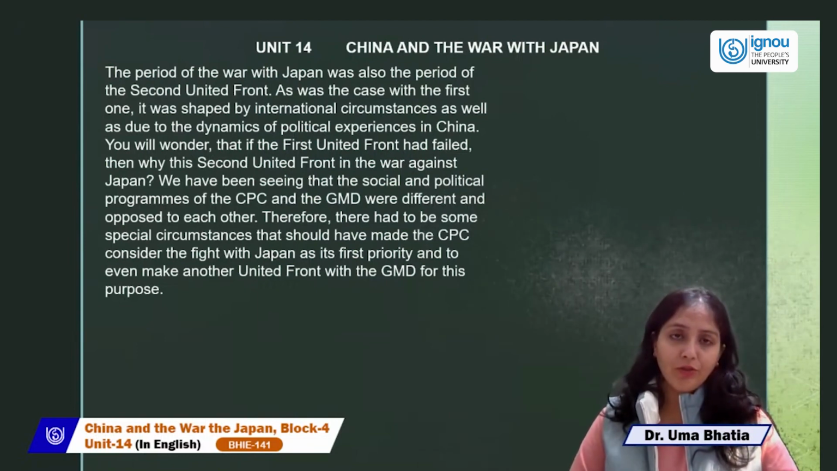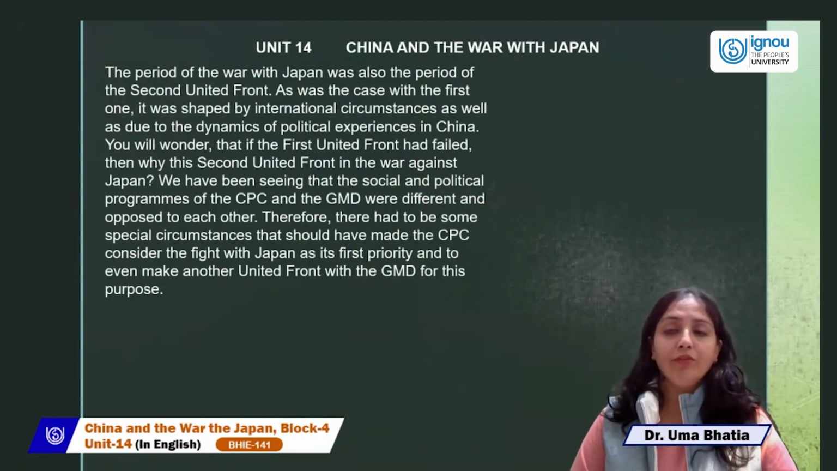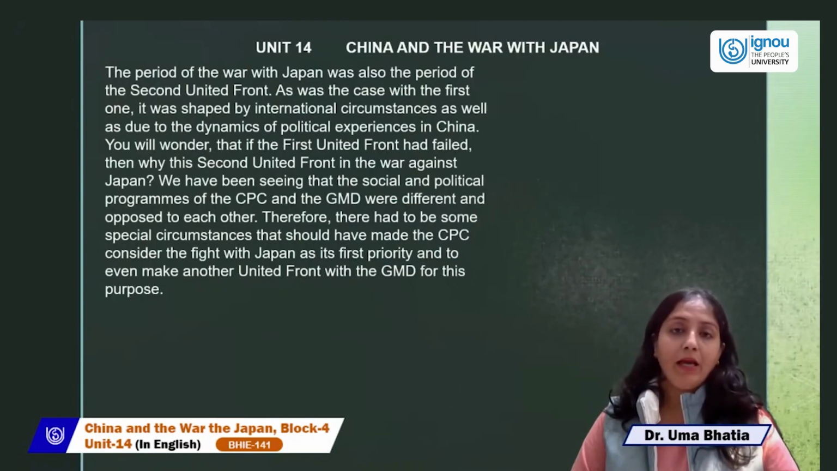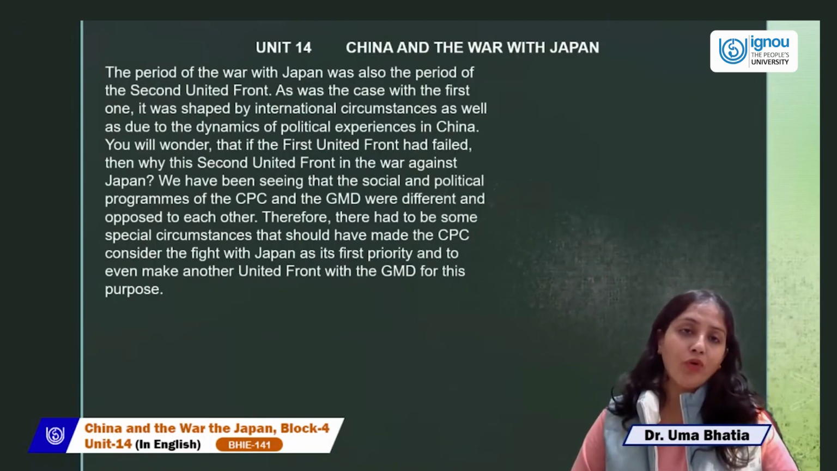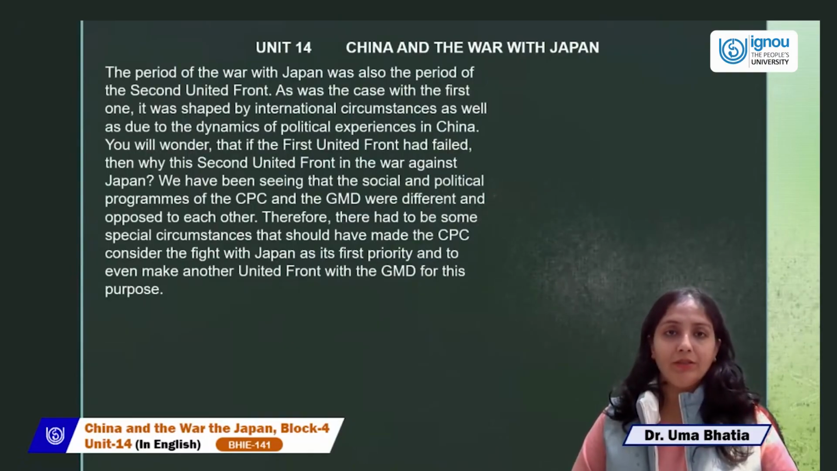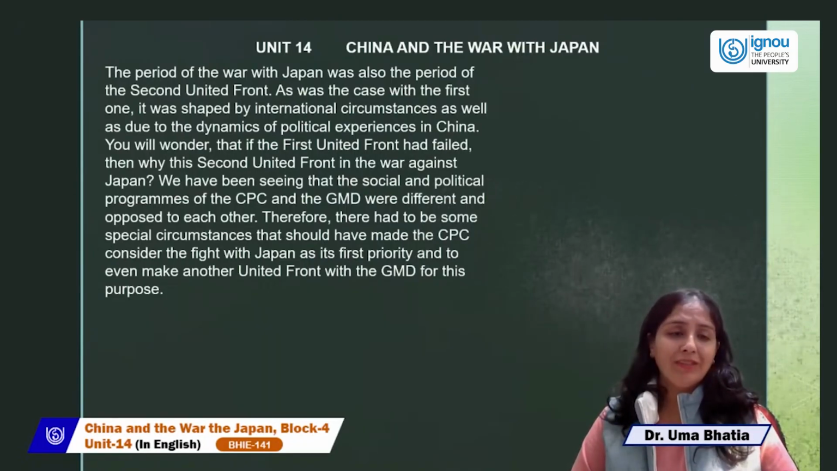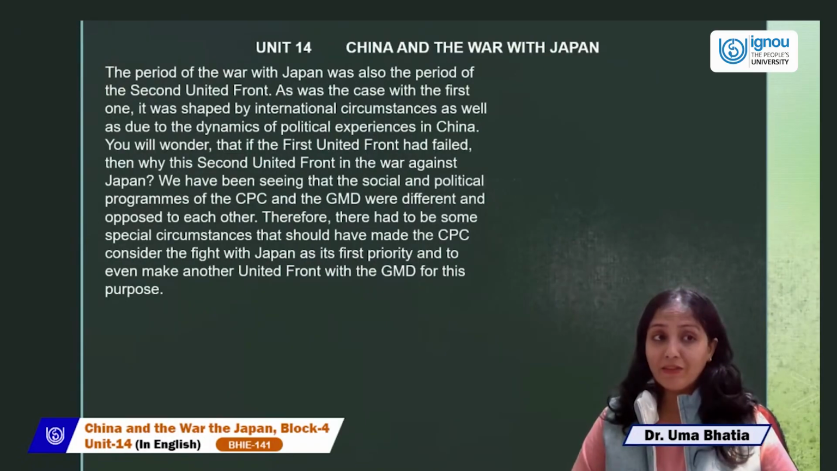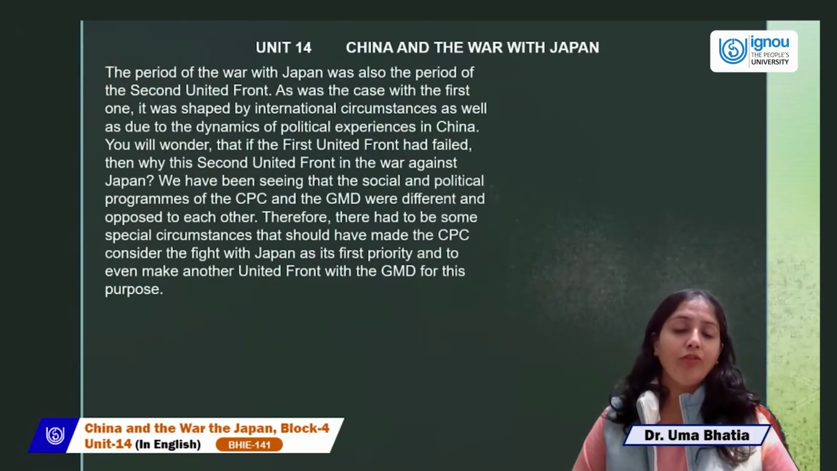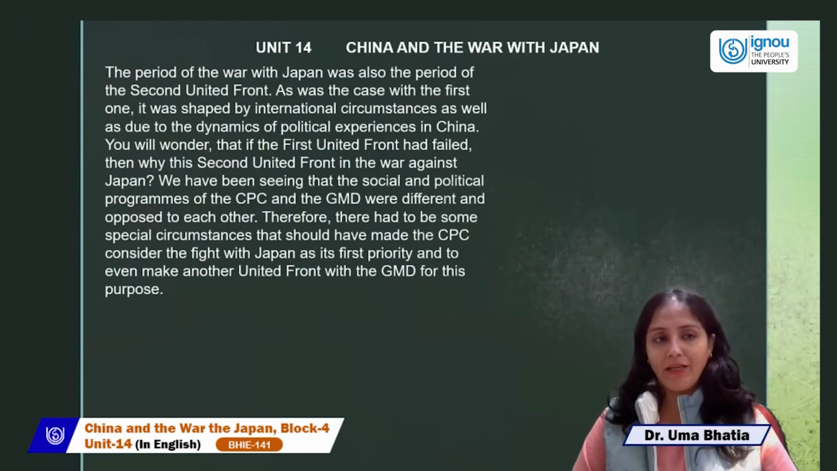Now, in this Unit 14, China and the war with Japan. How China fought the war with Japan, what the reasons were, and what the impact of the war on China was. The period of the war with Japan was also the period of the Second United Front. As was the case with the first one, it was shaped by international circumstances as well as by the dynamics of political experiences in China.